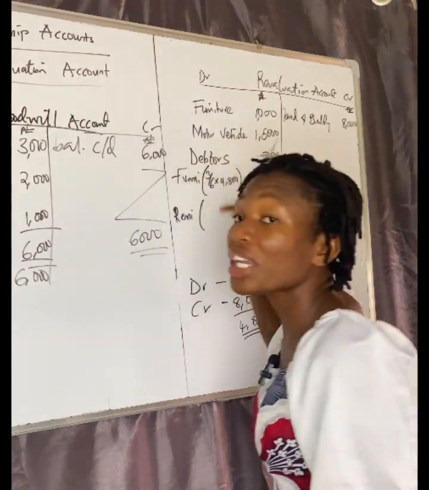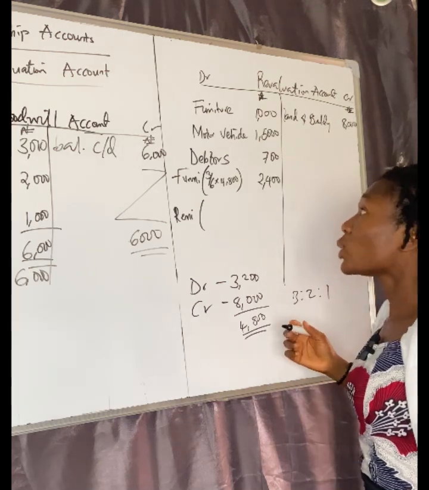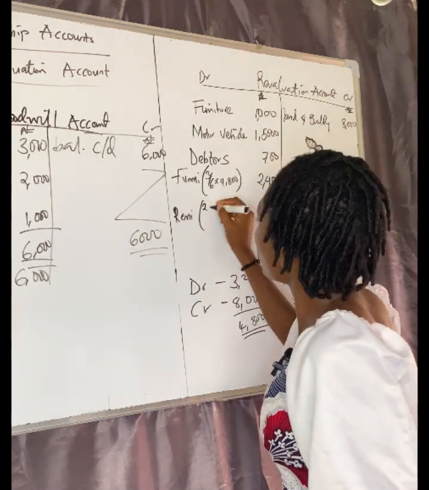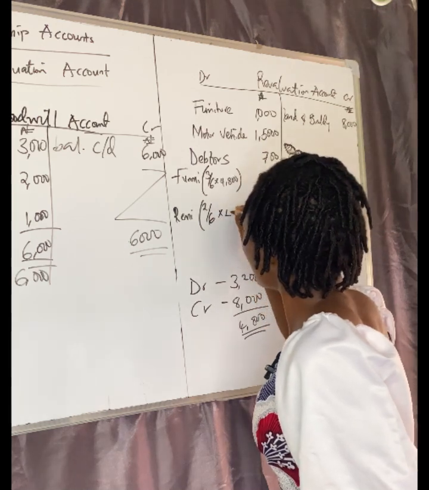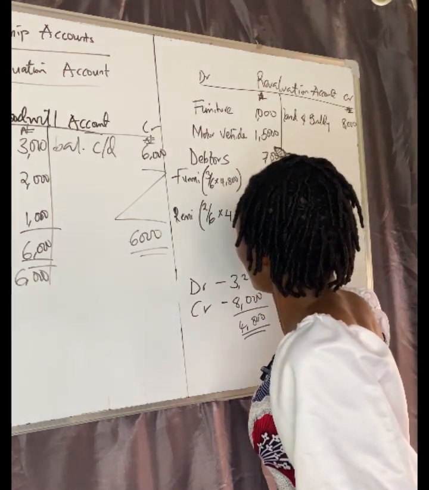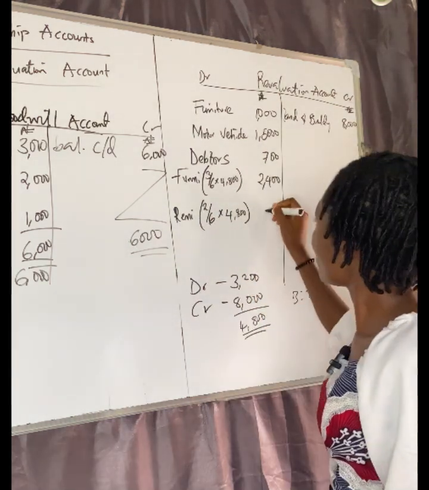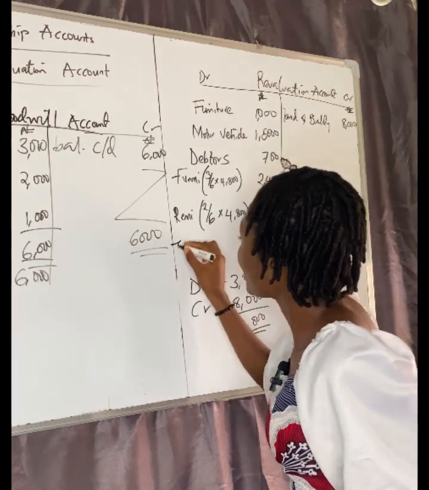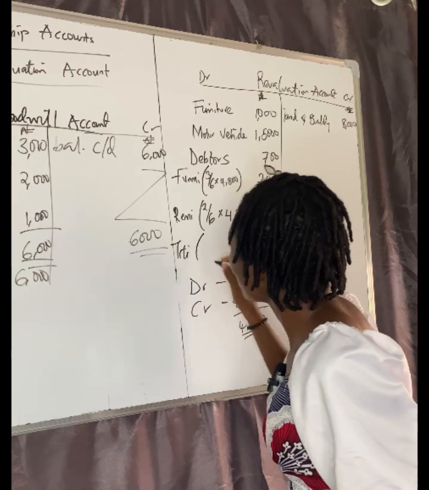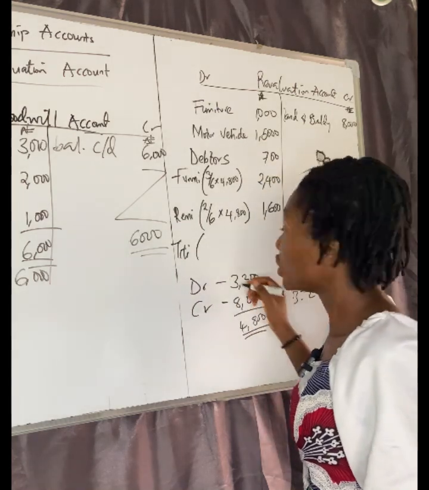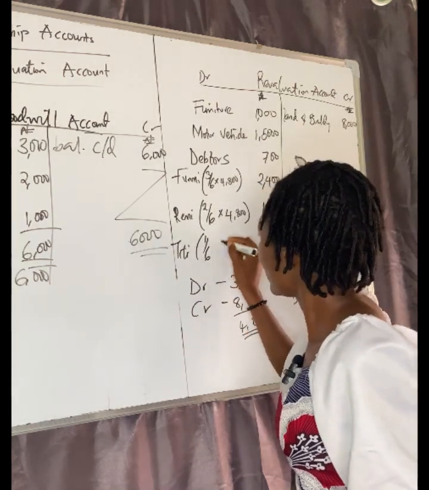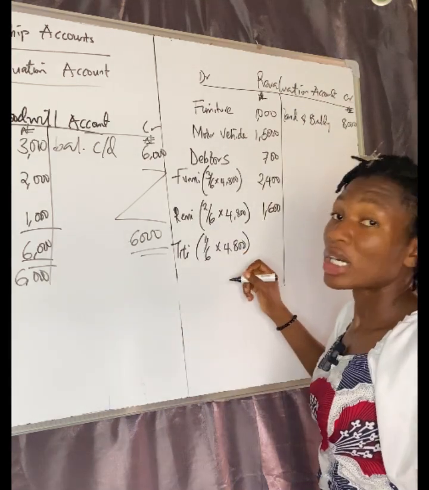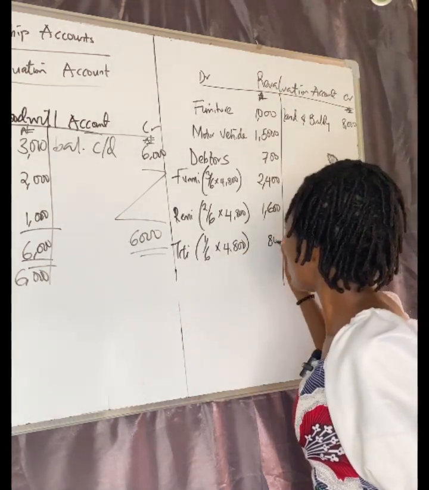Now for the second partner, Remi, we are sharing this 4,800 balance. Her ratio is 2, so we are going to be having 2/6 times 4,800 naira, which is 1,600 naira. And for the last partner, Titi, her ratio is 1. So we are having 1/6 times 4,800 naira, which is 800 naira.